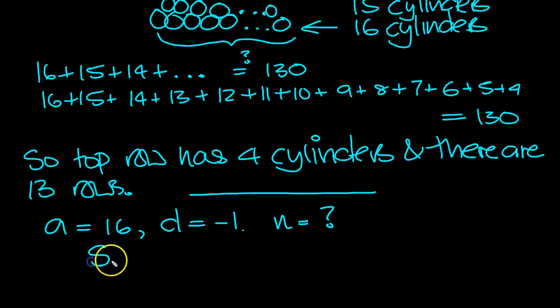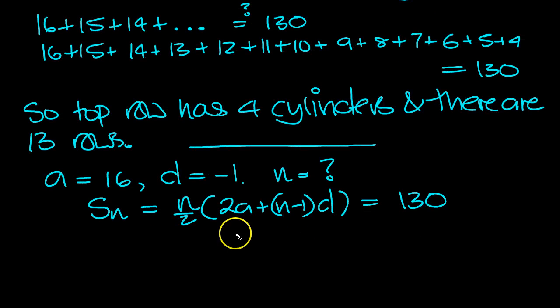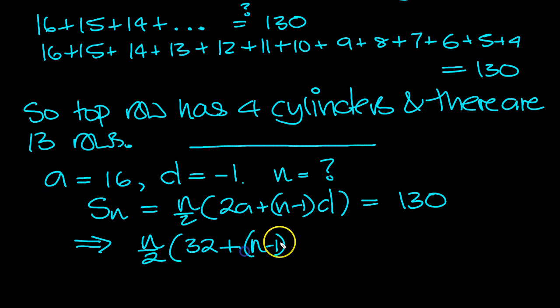But we do know the formula for Sn. It's n over 2, 2a plus n minus 1 d. So we can put the values in, and we know that sum will add up to 130, and we'll have a quadratic equation in n. So let's do that then. So n over 2, 2a is 2 16ths is 32, plus n minus 1 lots of d. And d we put in is minus 1, put a bracket around it, because there's a minus tagged with it. Close that bracket, equals 130.